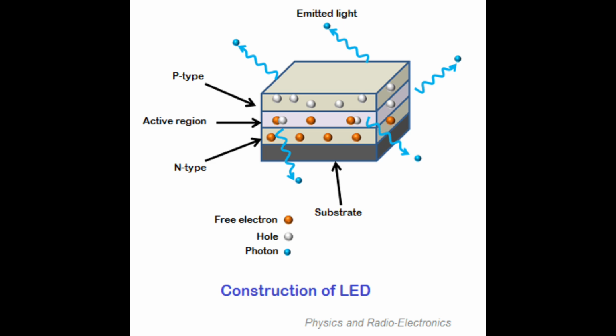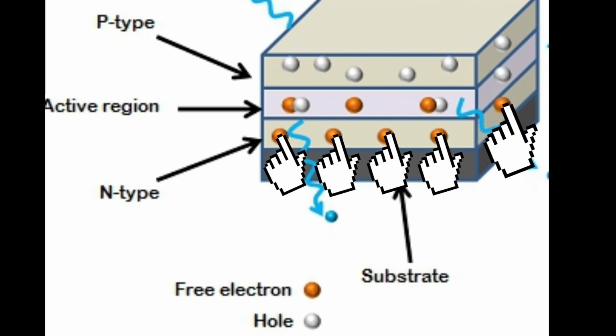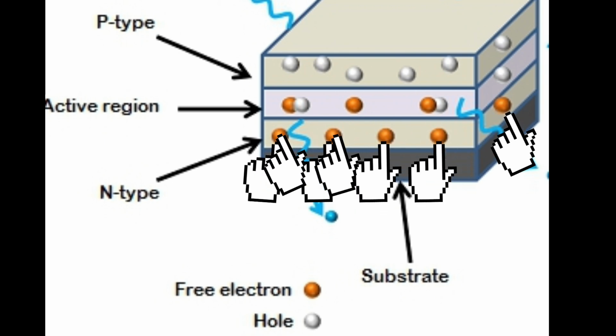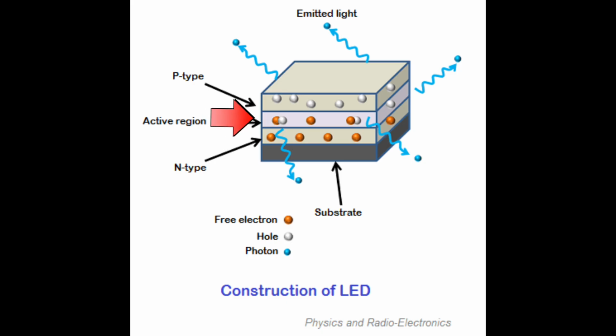Now that we've explored the p-type semiconductor and its holes, let's shift our attention to its counterpart, the n-type semiconductor. While the p-type is characterized by a surplus of holes, the n-type is defined by an abundance of free electrons. This abundance of free electrons within the n-type semiconductor is what gives it its name, N, for negative. It's these electrons that will play a crucial role in the recombination process that ultimately leads to light emission in an LED.